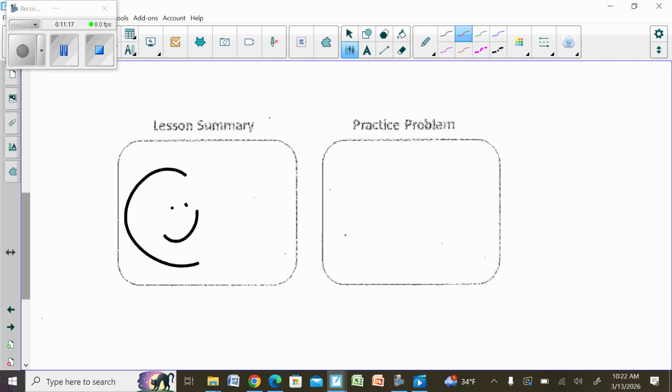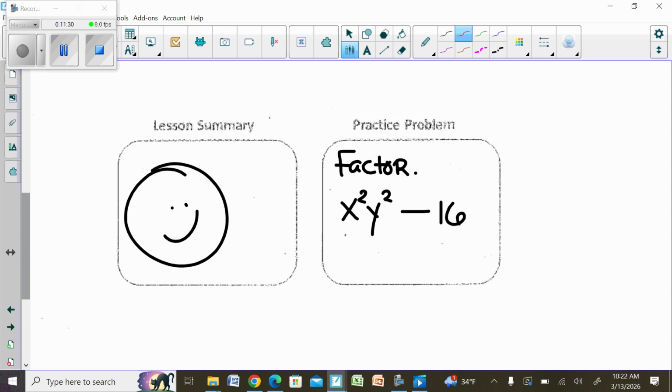Lesson summary, we're going to call it good. And go ahead and try to factor this difference of perfect squares. I'm going to give you a little bit complicated one here, but not too bad. There. Good luck.